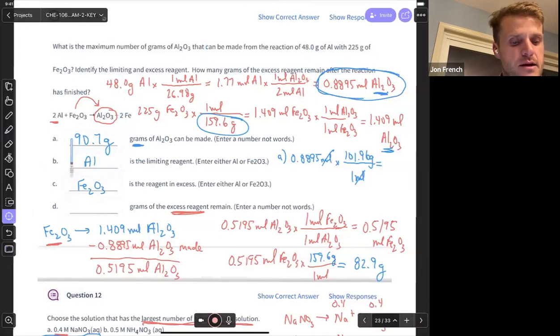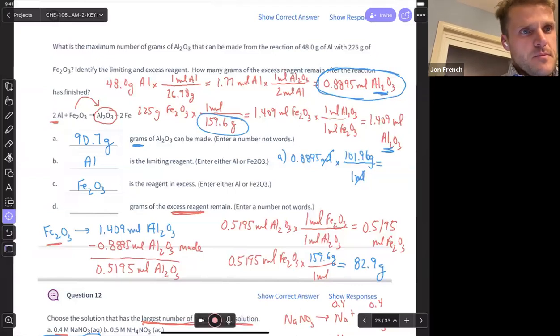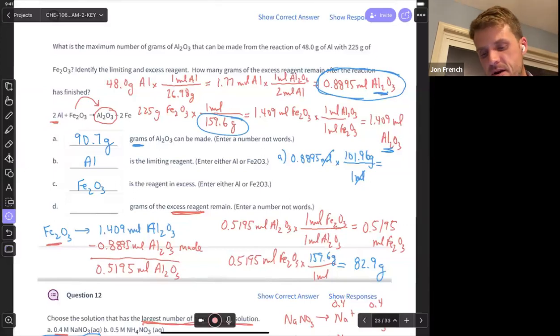In the process to answer A, we had to figure out the limiting reagent in that case. We would have to do B anyways to figure that out. Yeah, excess minus limiting, and we have to convert it to grams. And it is multiple choice. All right, there's 11, there's 12. 14 is up next.